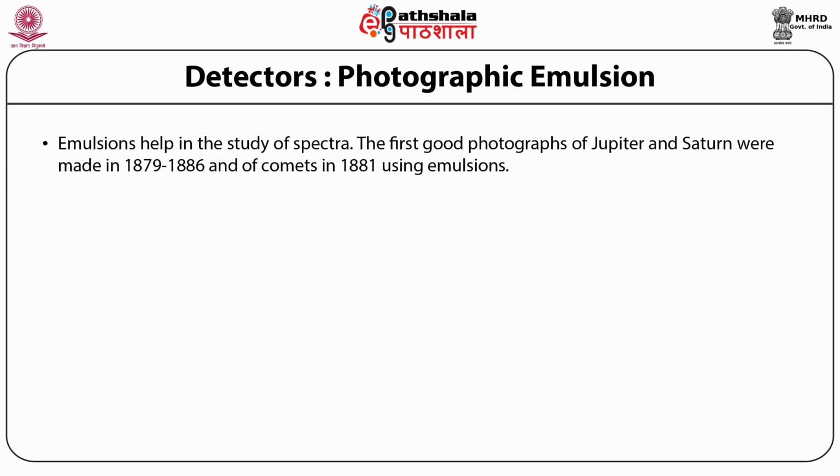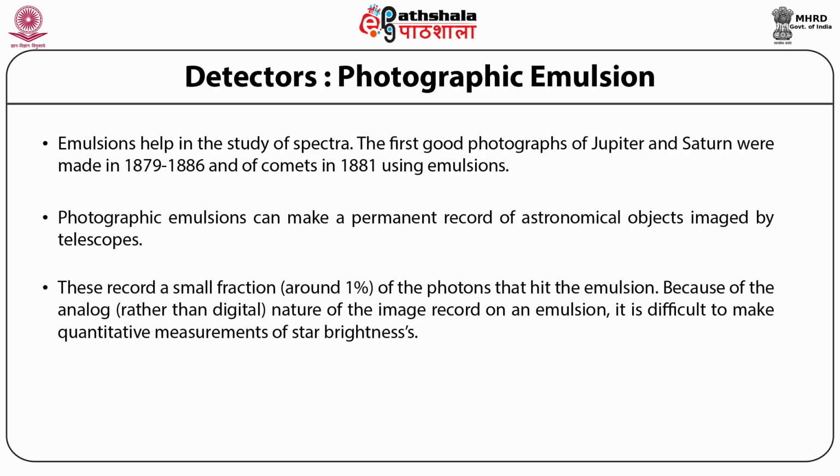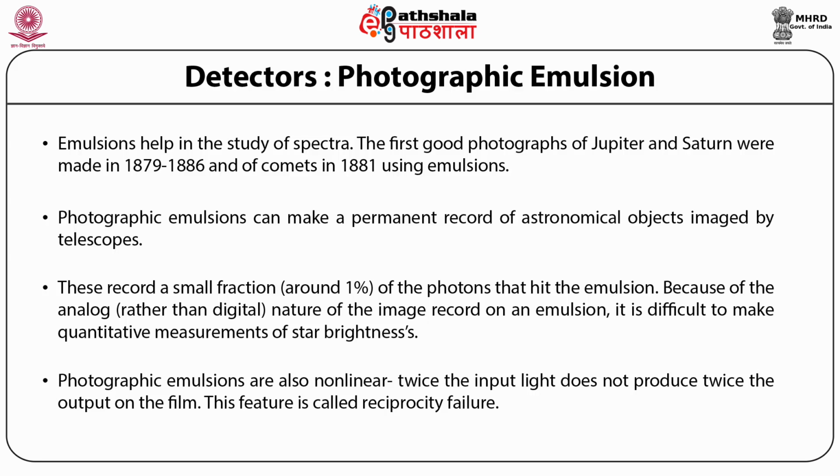However, emulsions are not very good photometric devices for astronomy because of several drawbacks. Photographic emulsions can make a permanent record of astronomical objects imaged by telescopes. However, they are not supposed to be good photometric devices because of several drawbacks. They record a small fraction, around 1%, of the photons that hit the emulsion, and because of the analog rather than digital nature of the image record on an emulsion, it is difficult to make quantitative measurements of a star's brightness. Photographic emulsions are also non-linear.